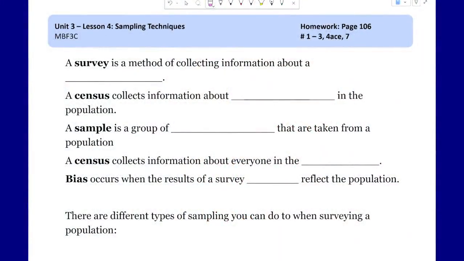In today's lesson, we are going to be looking at different sampling techniques. So sampling is a way that we can gather data. But before we get into the different techniques, we want to look at just some definitions. So a survey is a method of collecting information about a population. You can use a survey to gather information about a population.